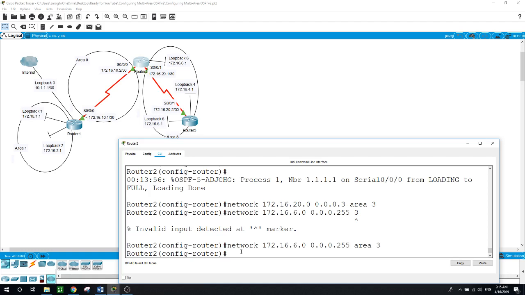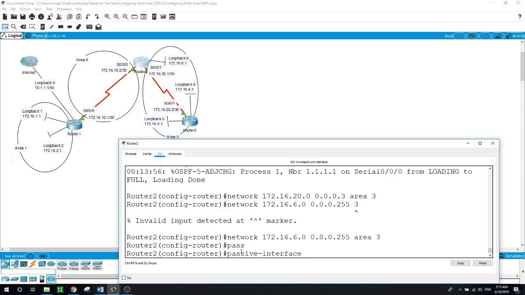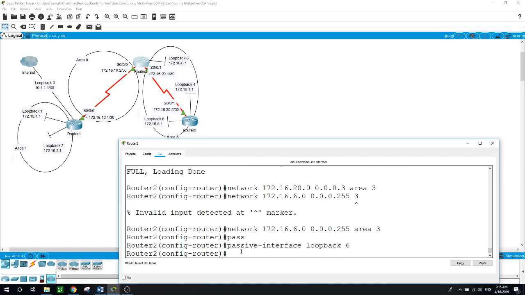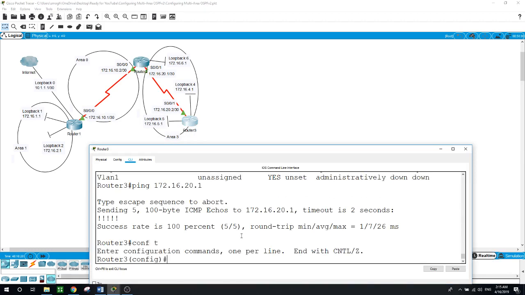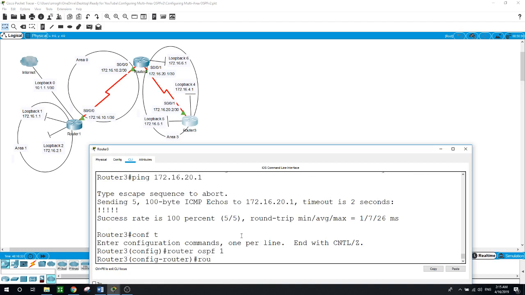Now I will configure a passive interface just for the loopback 6, which is passive interface loopback 6 on router 2. Now router 3, the router ID for router 3 is 3.3.3.3. Configure terminal, router OSPF 1, router ID is 3.3.3.3.